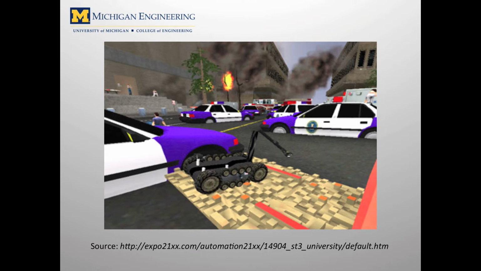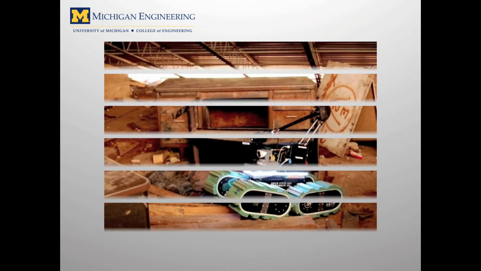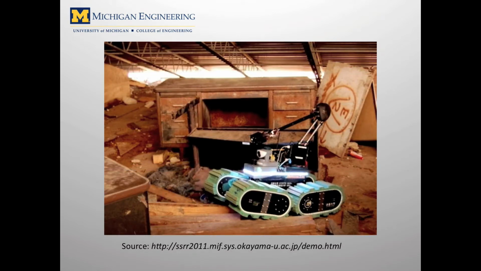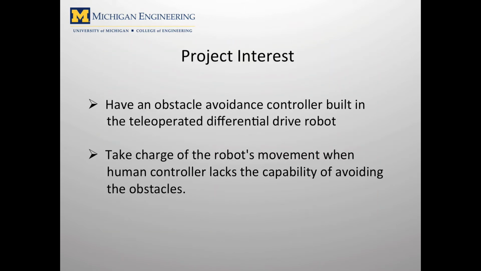Teleoperated robots are widely used in places and situations that are inaccessible or hazardous to humans, like post-disaster areas. The human operator receives feedback about the surroundings through cameras or sensors in real time, and remotely controls the robot. However, unavoidably there are obstacles in the real environment, and the human operator may not be able to avoid them due to limitations of vision. The project's main goal is to have an obstacle avoidance controller built into the teleoperated robot that takes charge of the robot's movement when the human controller lacks the capability of avoiding the obstacles.